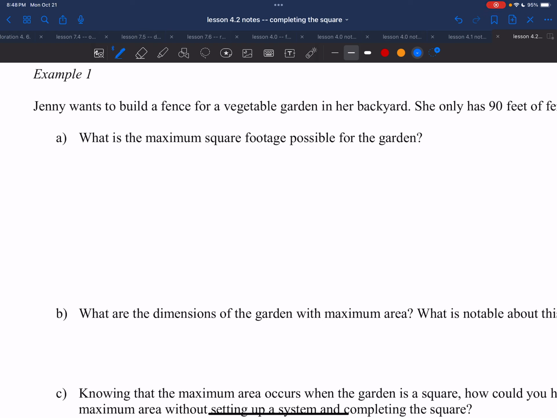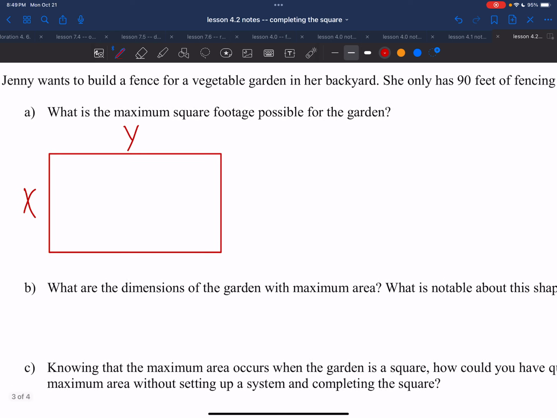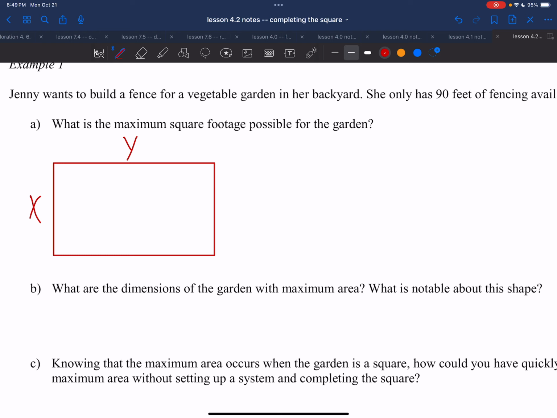Here we go. We're going to assume Jenny is building a rectangular fence. So let's build a rectangular fence, something like this. Do I know the width and length of this fence? No, I don't. So I'm going to call one of the lengths X and one of the lengths Y, to just generalize, since I don't know what they are.